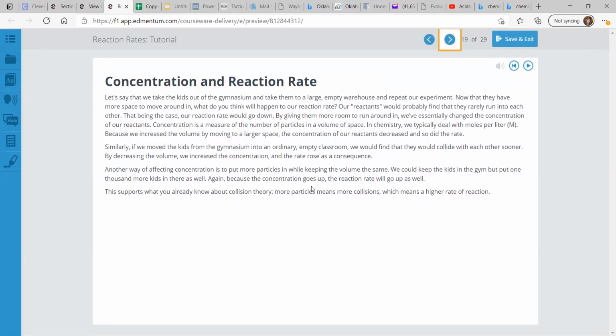More particles means more collisions, which means a higher rate of reaction. So the more concentrated the reactants are, the more particles can collide. Therefore, the reaction rate goes up. If you decrease the volume, increase the concentration, the rate goes up.